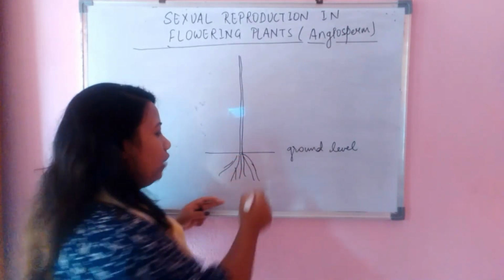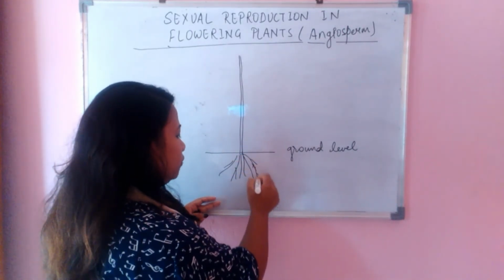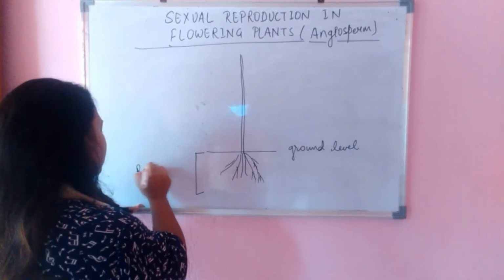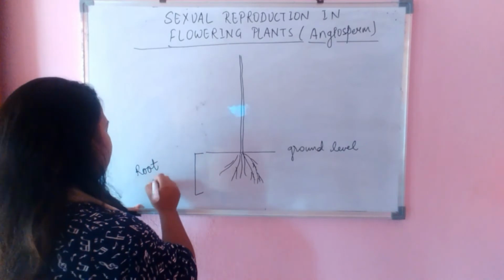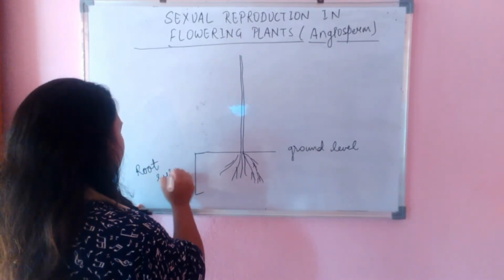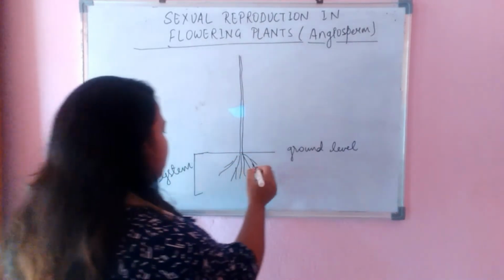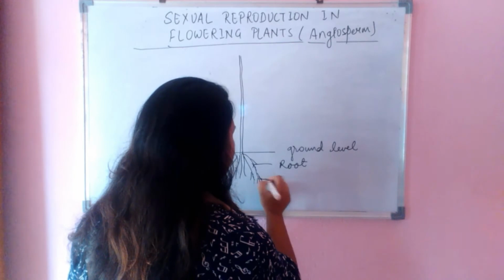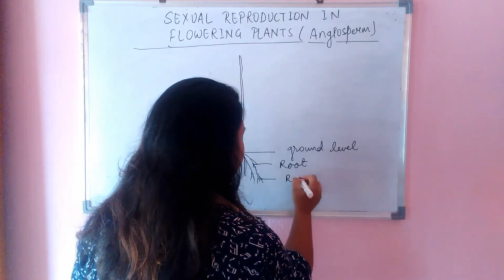So under the ground level we find root and root hairs. So it forms a root system, because under the ground level we find root and its root hairs. So it is a root, and we find several fine root hairs.